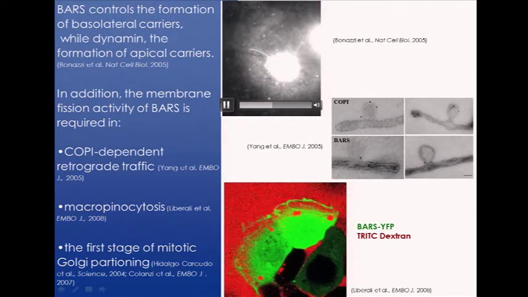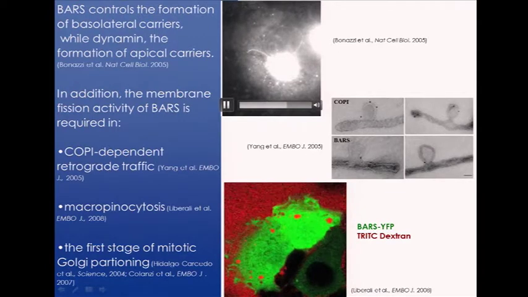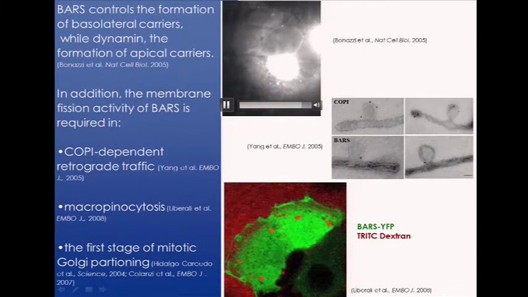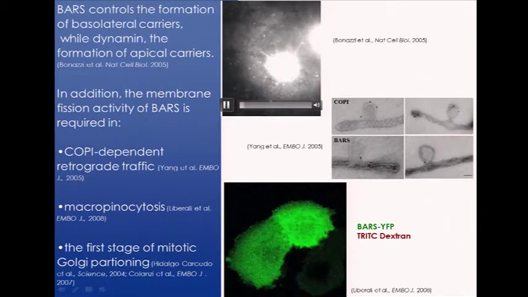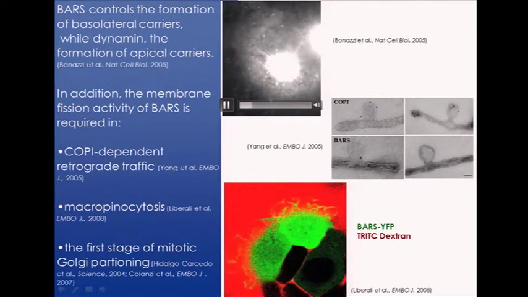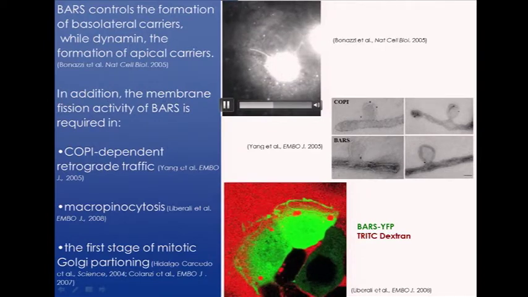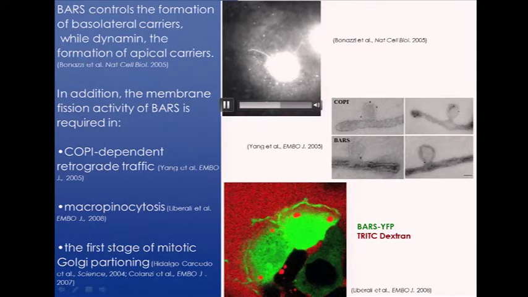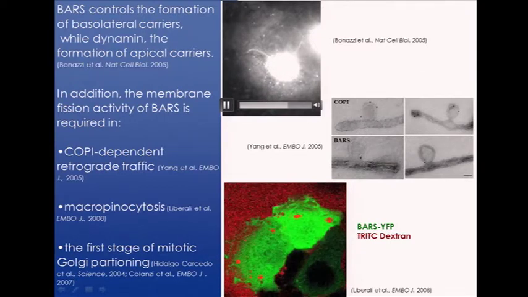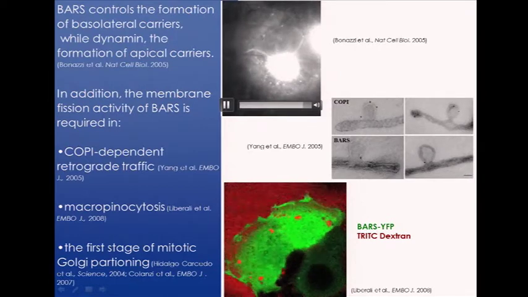So in the transport from the Golgi to the plasma membrane, for example. And here we also identified a phenotype that has been very useful in these years for us and for other labs to identify a fission-defective cell. So when BARS is not working, by knocking down or the use of antibodies, you can see the formation of these long tubules that are diagnostic of a fission that is impaired.